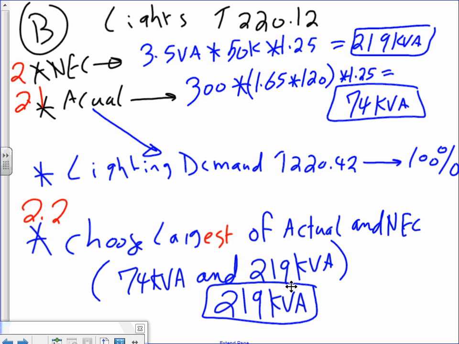Okay, so this is the total for the general lighting load. This is called general lighting load. Why general? Because the one that's right above your head, that's called general.